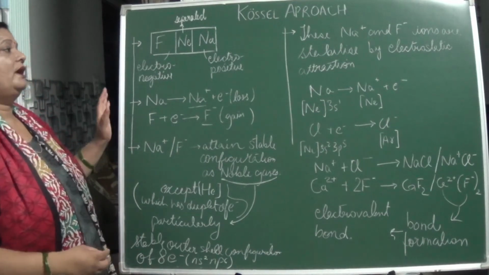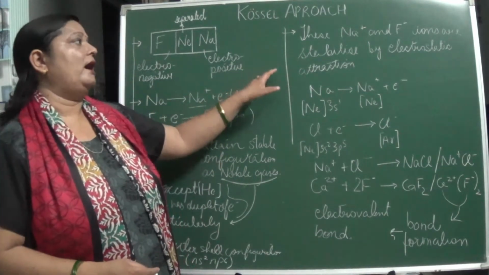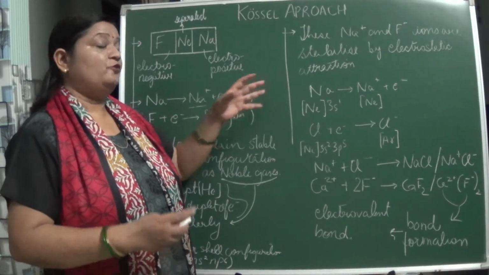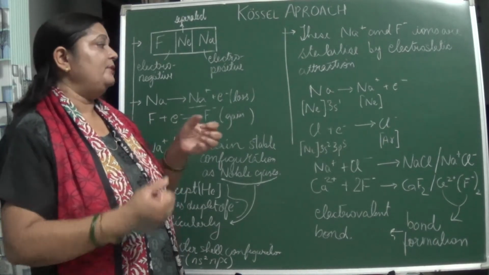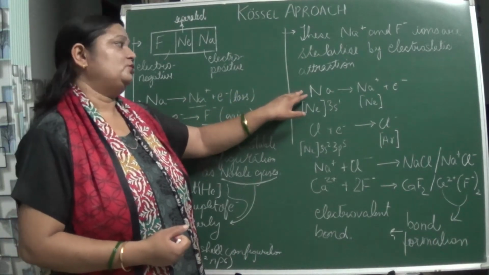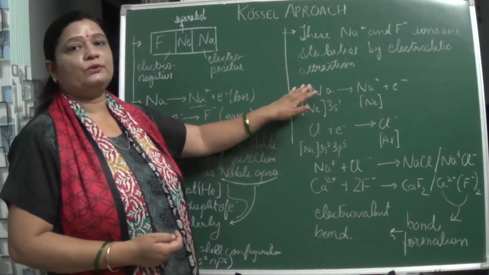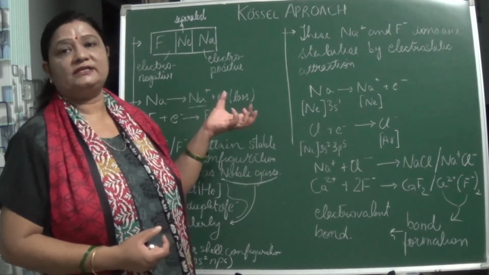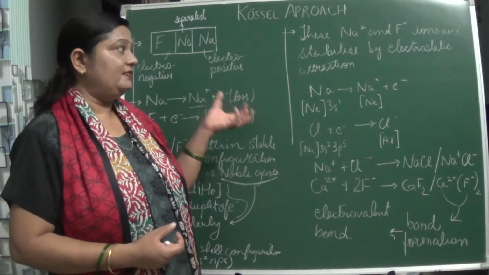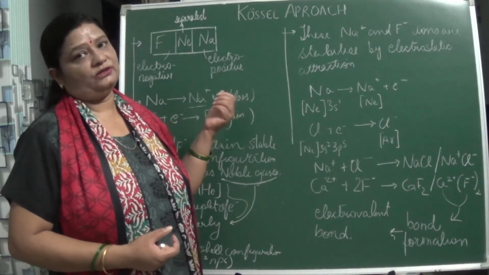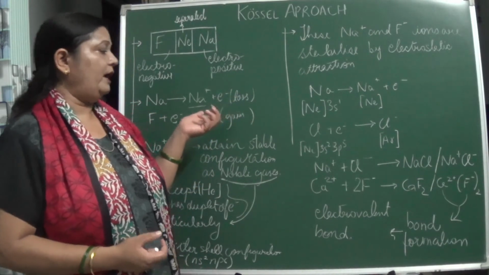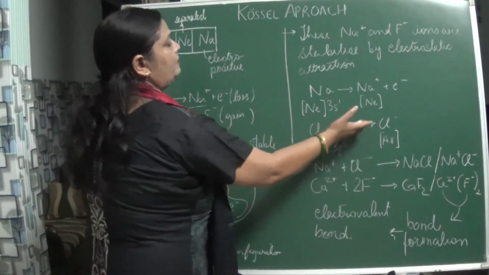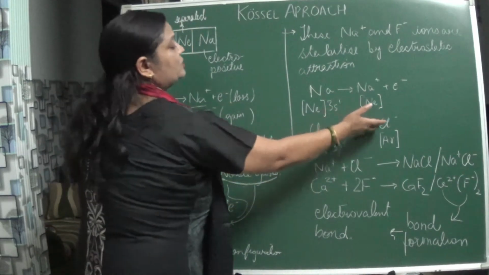Now these sodium and fluorine ions stabilize by electrostatic force of attraction. Why? Because sodium gives the electron and fluorine takes the electron, so there is a strong force helping them to form the bond, and that bond is due to the electrostatic force of attraction. Similarly, chlorine takes 1 electron and becomes Cl minus, with one negative charge.